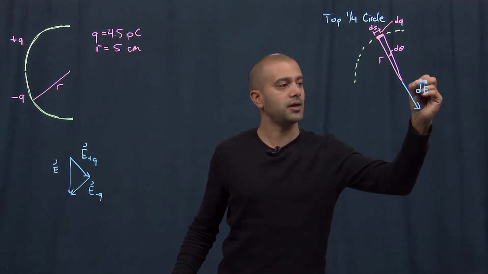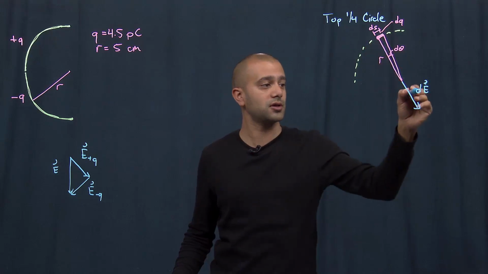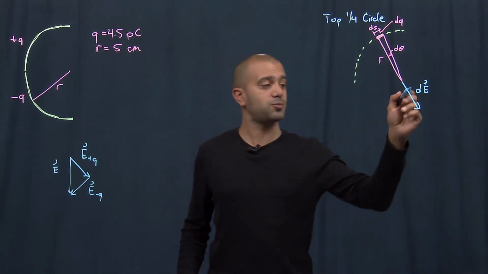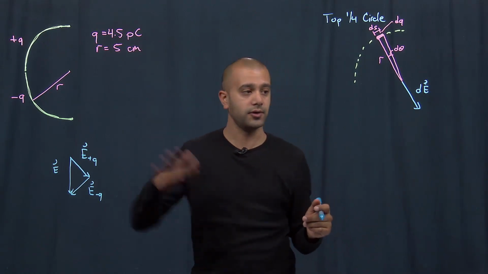Again, we're calling it dE because that's not the field due to the entire charge distribution. It's only the field due to that single portion. So I just use d to indicate that it's a small field part. Now what we're going to do is find an expression for the magnitude of dE first, and then we'll break it up into components and integrate over those components.